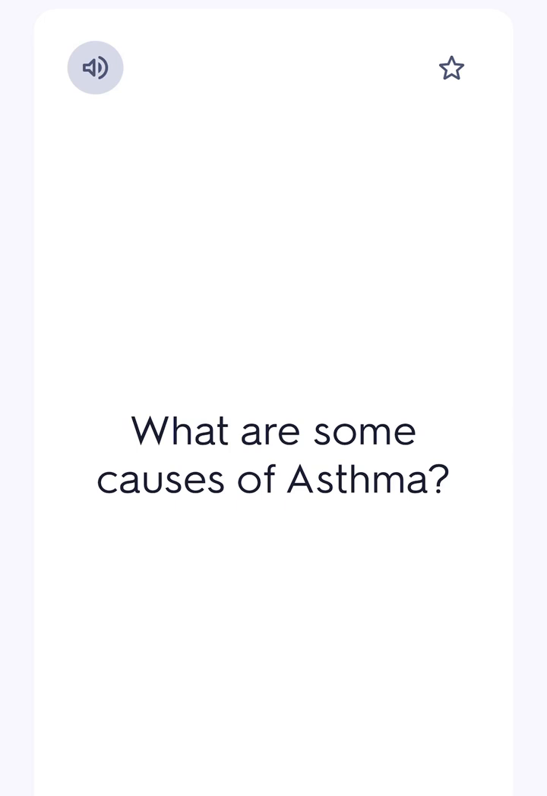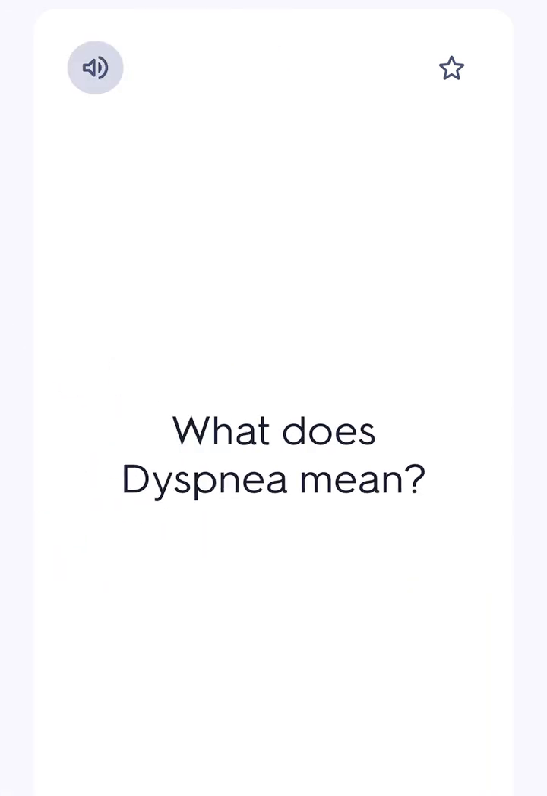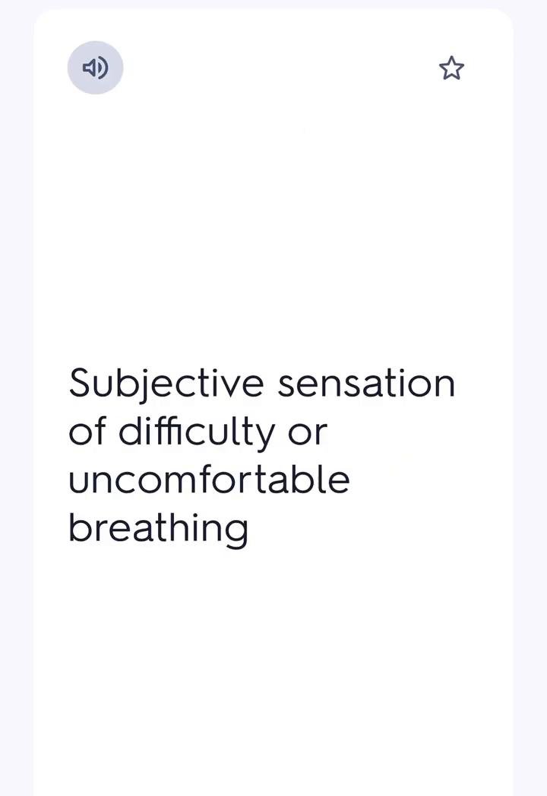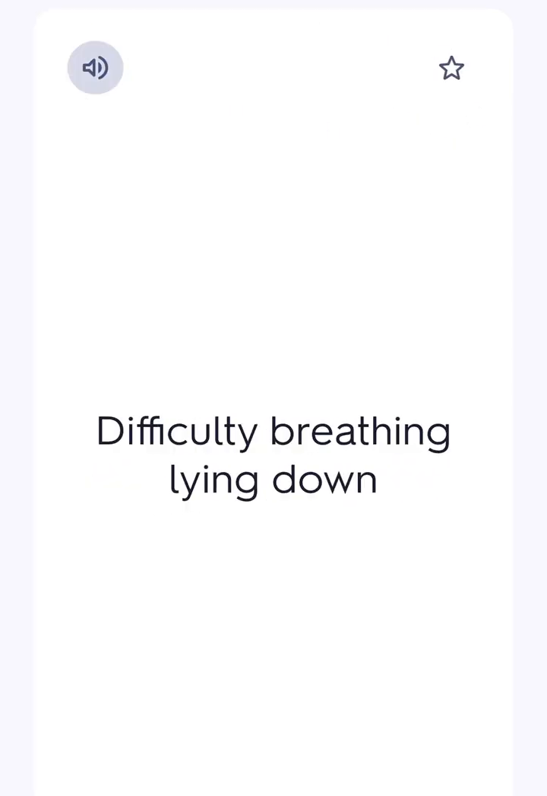What are some causes of asthma? Allergy, bronchial constriction, hypoventilation, tachypnea. What does dyspnea mean? Subjective sensation of difficulty or uncomfortable breathing. What does orthopnea mean? Difficulty breathing lying down.